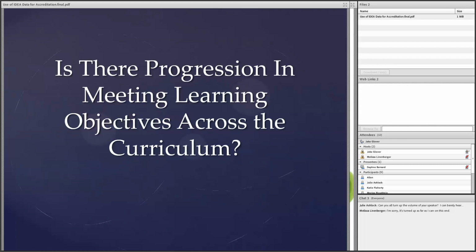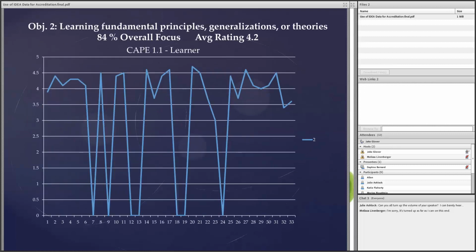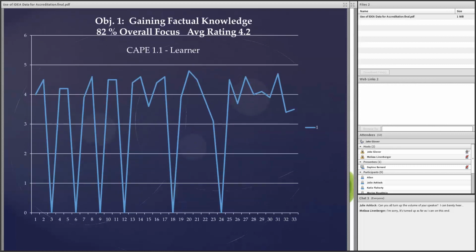So when one asks the question, is there progression in meeting learning objectives across the curriculum? In order to answer that question, we took a look at those objectives, and I want you to remember the slide that I showed you above that had the direct linkage between the IDEA objectives and the ACPE outcomes, those 15 subdomains. But I've actually helped you out a little bit by, in each slide, putting which CAPE outcome that objective is linked to.